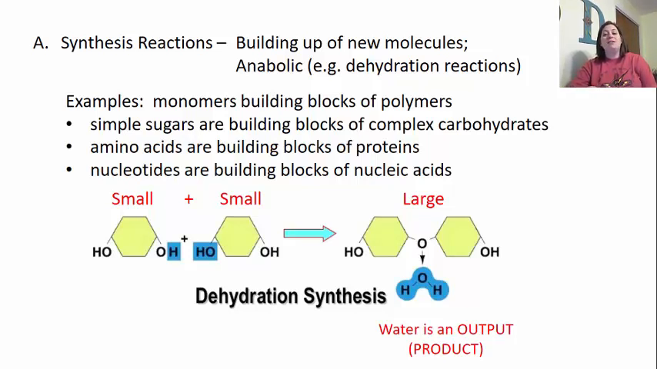So we have the small parts added together to make the larger part, and in order to synthesize and push them together, we're going to remove water in the process. This is why it's known as a dehydration synthesis.